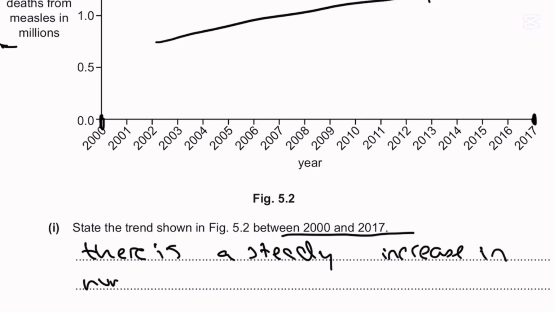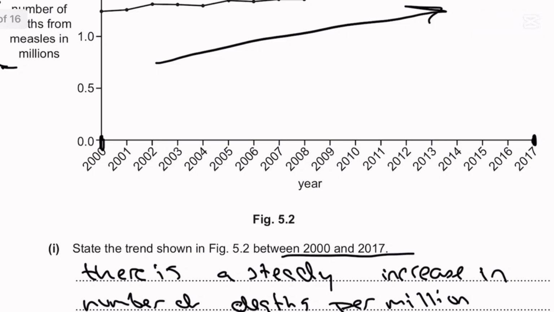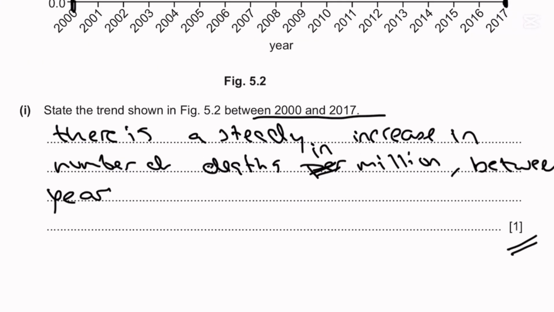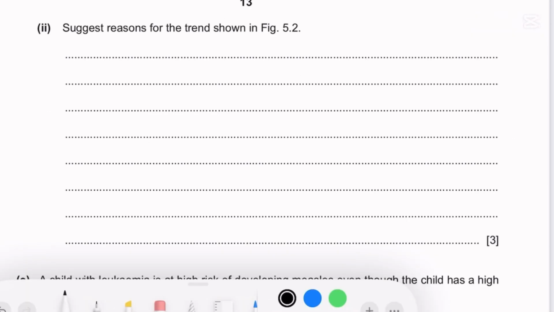in number of deaths per million, basically in million, not per million. So a steady increase between the years 2000 and 2017. Okay, and yeah, so this should get you the mark.